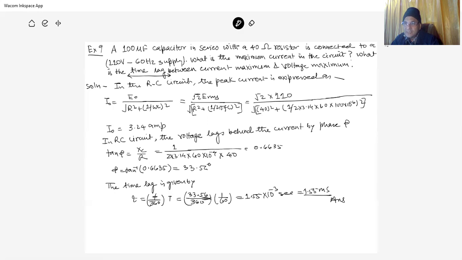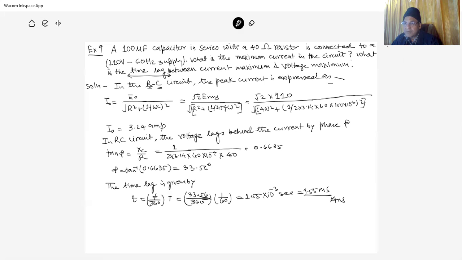So the solution: in the RC circuit, the peak current is expressed as I0 is equal to E0 upon Z. Z is root of R square plus 1 upon omega C square, because the circuit is R and C.